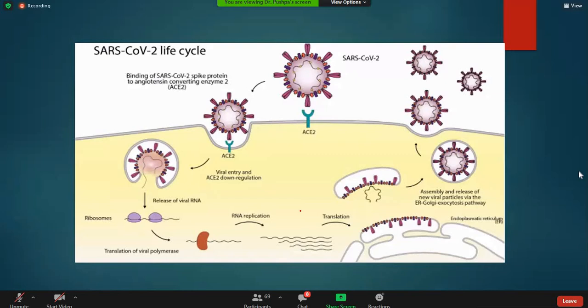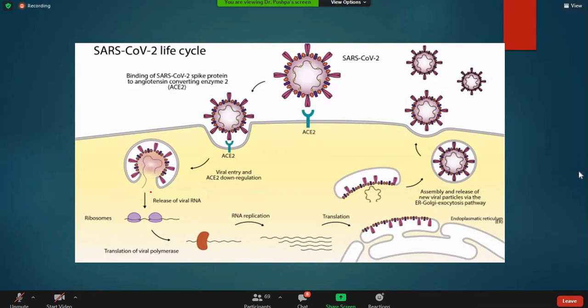So please understand that the cell has many things, but we are focusing on two, three things here: the endoplasmic reticulum, the Golgi apparatus, and the ribosome. They are crucial in the replication of coronavirus. Here you can see the virus. It gains entry by binding with the ACE2 receptor, or angiotensin converting enzyme 2 receptor, along with many supportive chemical agents.